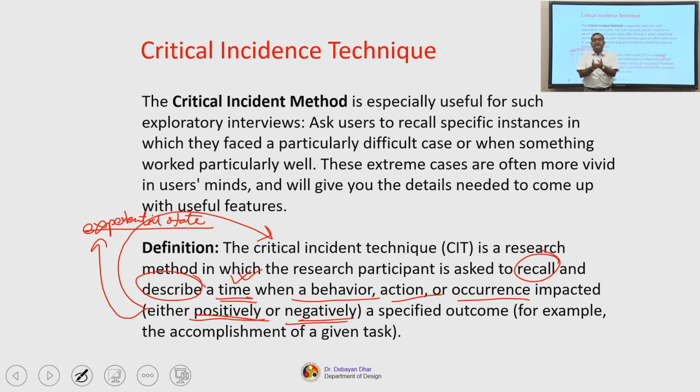So, when you use this technique, when you ask questions regarding a time based situation, where you ask the participant about a time when a critical incidence has occurred. That means, an extremely positive or an extremely negative experience has happened. You are essentially trying to understand the reasons behind those experiential states in terms of what was the behavior that triggered that experience, what was the action that was performed by the user, and what was the occurrence.